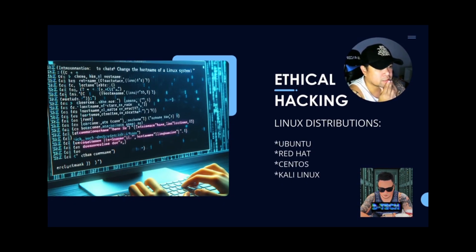In my future content, we're going to talk about ethical hacking as well. I can't let this pass, man. I love this topic. With Linux distributions such as Ubuntu, Red Hat, CentOS, and one of my favorite, I think this is the best for me, Kali Linux. Kali Linux is by far the most powerful OS for hacking.